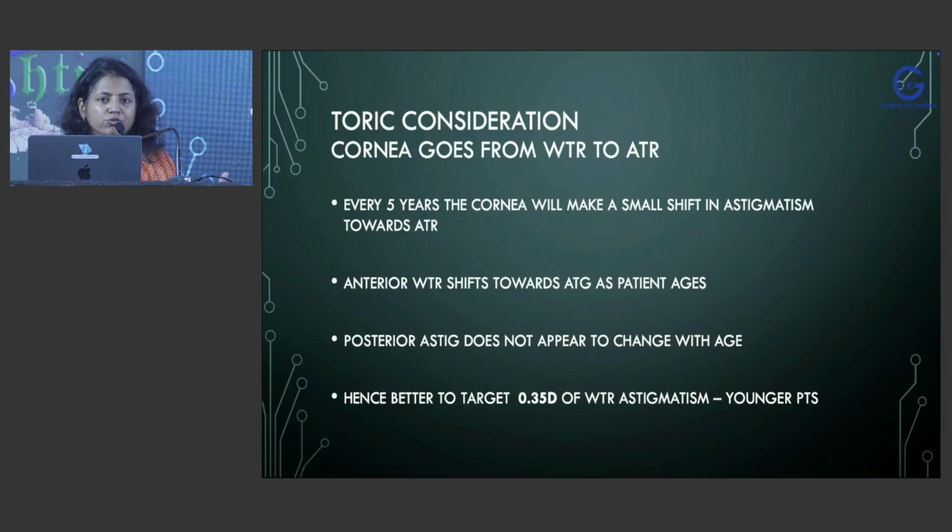So going to the toric considerations, since we are exchanging the lens over here, we have to be sure that the astigmatism is corrected in a precise way. There is a small consideration that the cornea, as it ages, will go from with-the-rule to against-the-rule astigmatism every 5 years. It is the anterior with-the-rule astigmatism that shifts towards against-the-rule astigmatism. So it is better to target a slight amount of with-the-rule astigmatism, around 0.35 is what they're saying, when you're operating on younger patients.